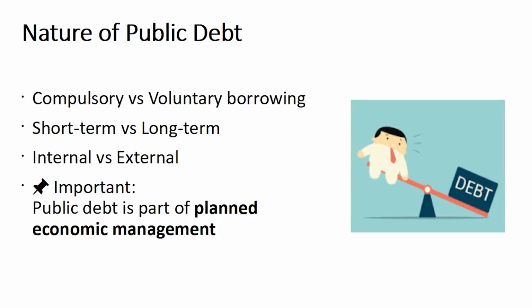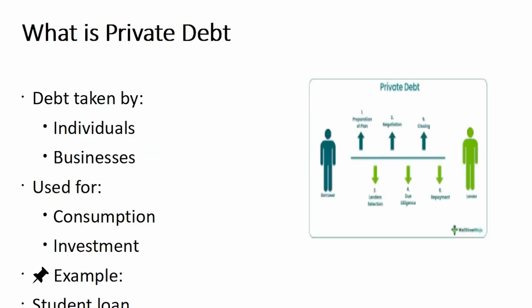One important thing: public debt is not taken randomly. It is planned. Government carefully decides how much to borrow, from where to borrow, for what purpose. So it is part of economic planning, not careless spending. Now let's connect this with our daily life. When you take a loan, maybe for education, house, or bike, that is private debt. For example, a student takes an education loan to study engineering. Later, after getting a job, he repays it. That is private borrowing.